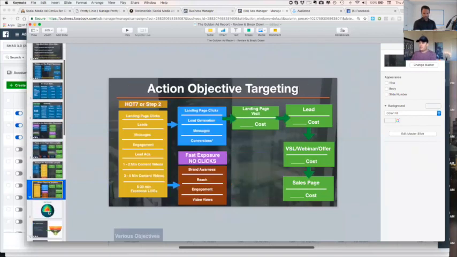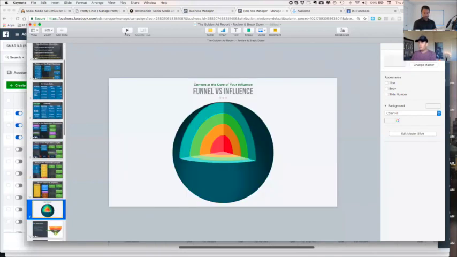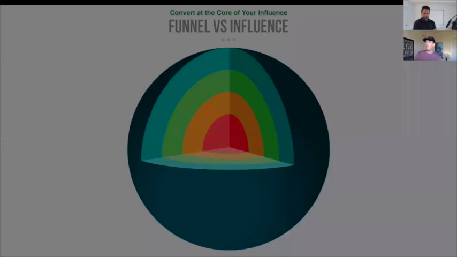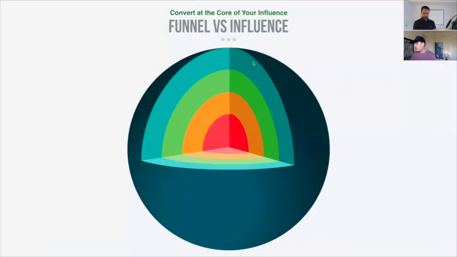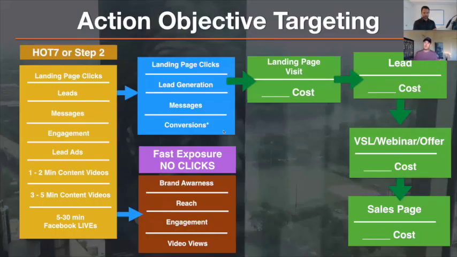And the last part, what ends up happening is this. It's what I call funnel versus influence. What most people do is they're only targeting on the outer shell. But all the goodness is all right here in the center. So what ends up happening is this. I'm going to move people to my Hot 7 audience that I'm going to show you here in just a moment. But now, anytime that I have an offer that's coming up, I know that I can go to this brown box right down over here.